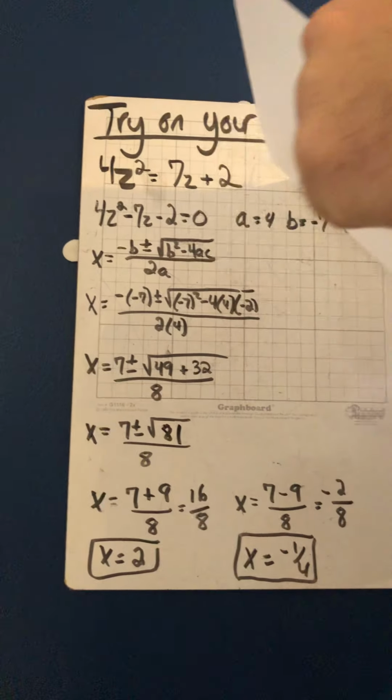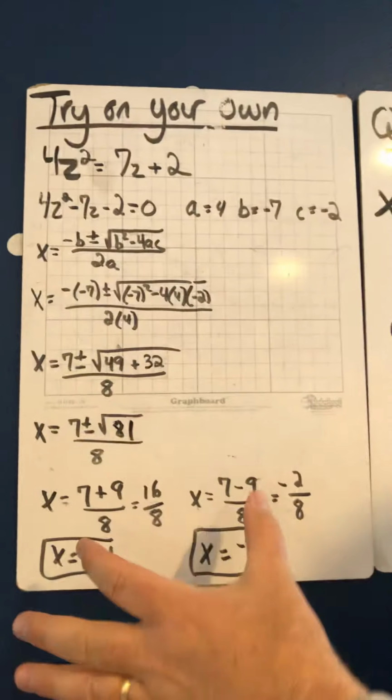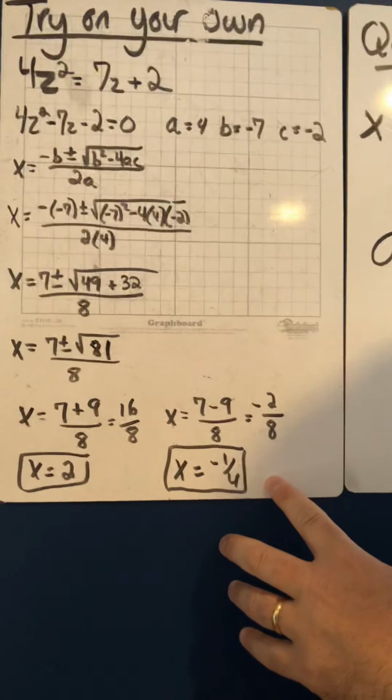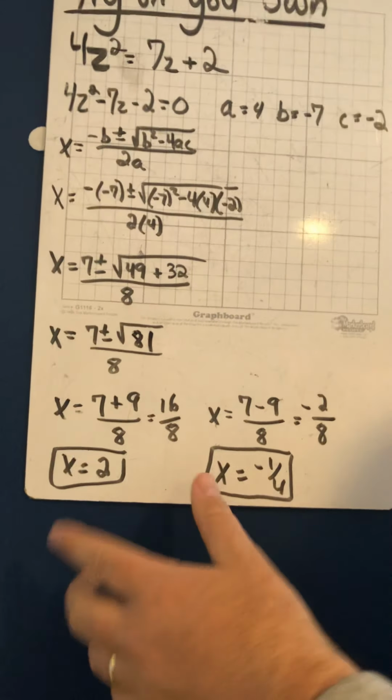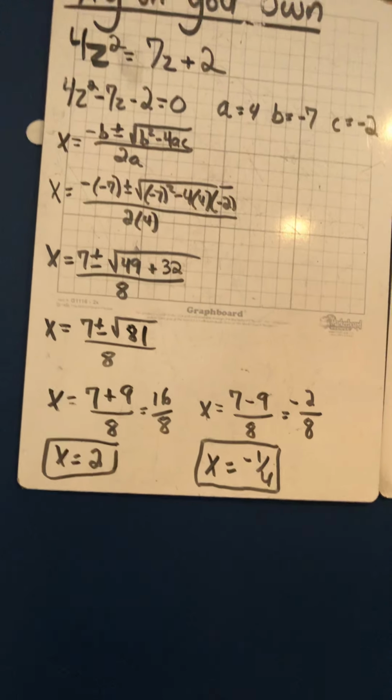Okay, so here are the two answers. After a decent amount of work, one answer is x equals 2, and the other answer is x equals negative 1/4. Once again, compare your work. Make sure you got a discriminant of 81. That's a common mistake some students make.